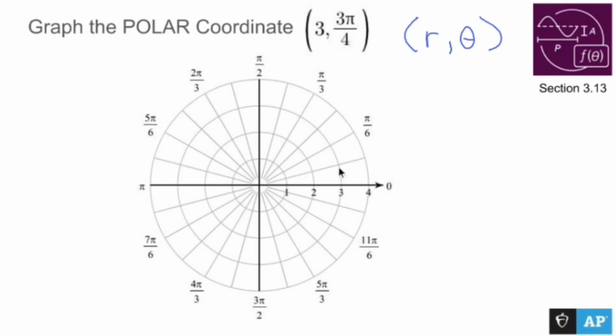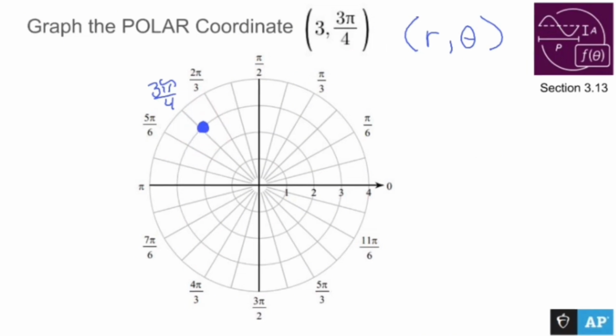So what I do is I start from 0 and I go to 3 pi over 4, which I don't have labeled, but I know 3 pi over 4 is this guy right here. And so this is the line that represents the angle 3 pi over 4. And then since 3 is the magnitude, I'm going to go 1, 2, 3 units away from 0, 0, the pole. Put a nice little dot right there, and that's it. That's my answer. That's how you graph a polar coordinate.